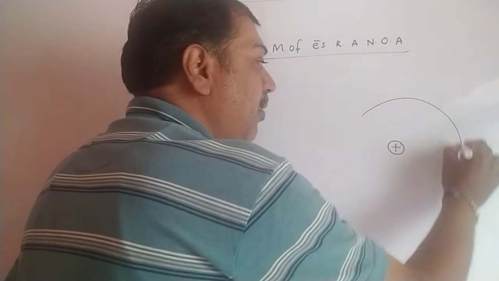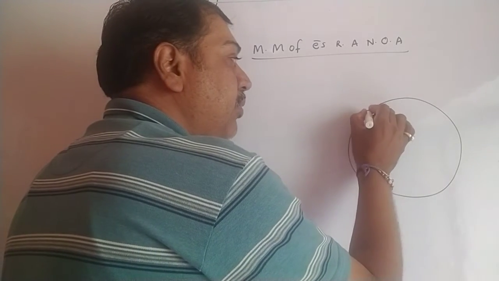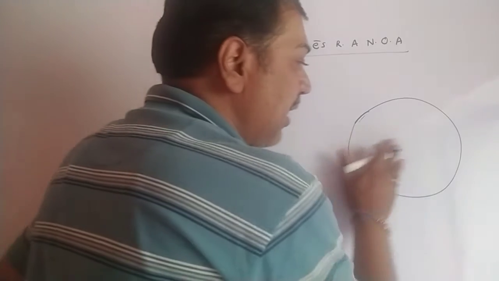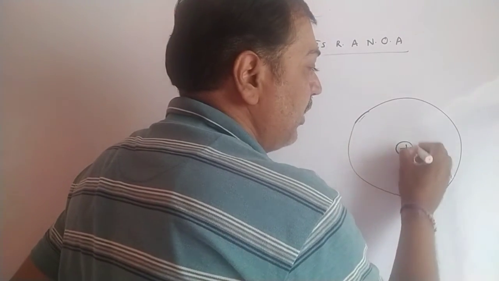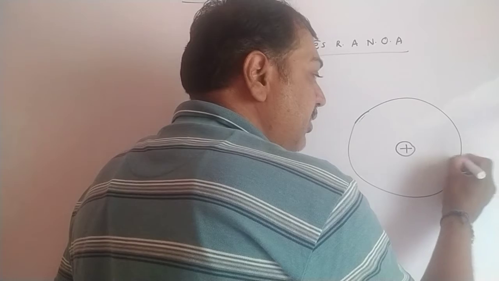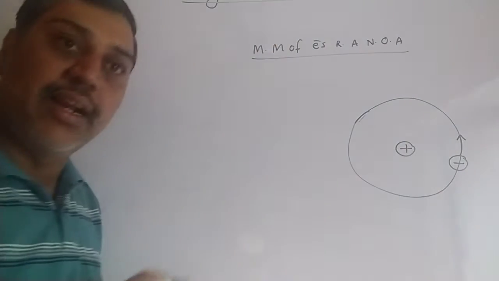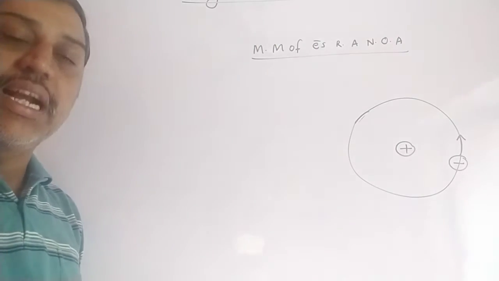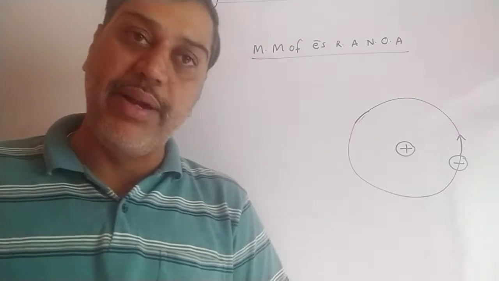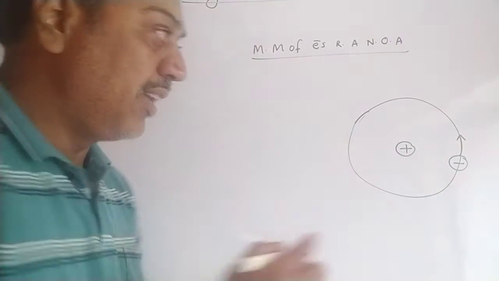Around this nucleus, electrons are revolving in a circular orbit. I will make it at the center, so let us suppose it is the center. The nucleus is at the center and these electrons are revolving around the nucleus in the circumference of a circle, which means it is performing orbital or rotational motion around the nucleus. This is an electron.